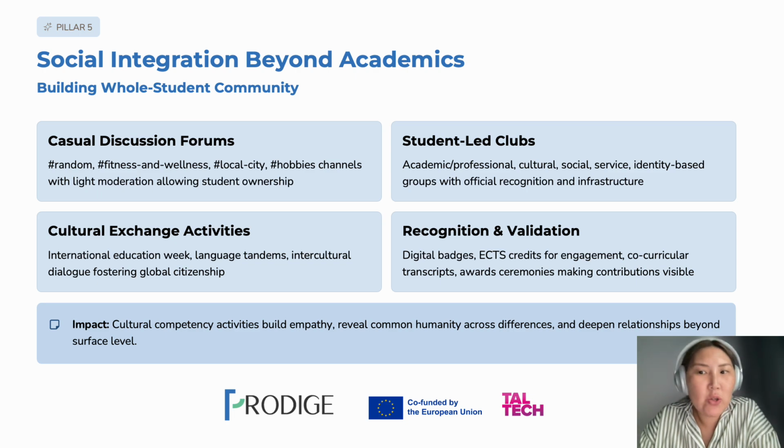Now, Pillar 5, social integration beyond academics, so building the whole student community. We can start from creating the casual discussion forums, so channels like slash random, fitness and wellness, local city, hobbies. So here we need just a little moderation that allows the student ownership. So not everything needs to be academic.